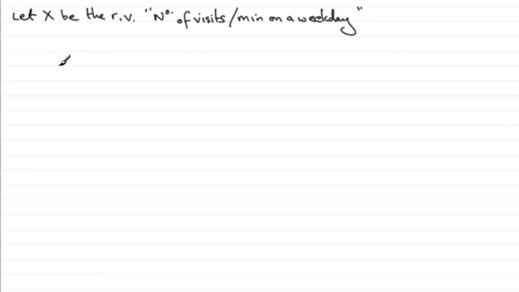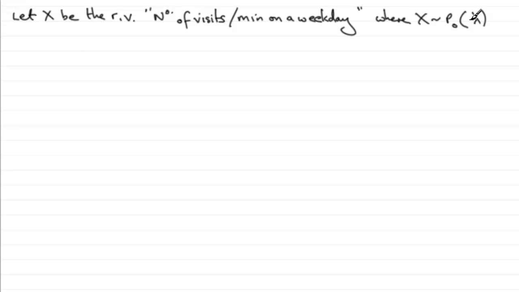Now before I start this question, what I've done is define my random variable x. Let x be the random variable number of visits per minute on a weekday to this particular server. Now what kind of distribution would x follow? Well, because visits occur at a mean rate, this is going to be a Poisson distribution. So I'm going to say here that x is distributed as a Poisson distribution and it only has one parameter, the parameter is the mean, lambda.